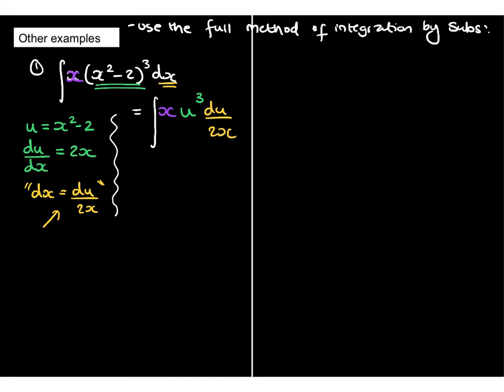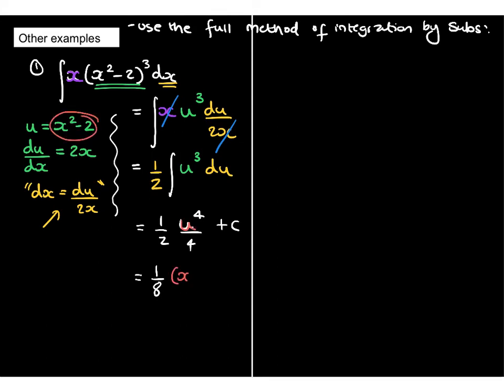Some of you may have been worried about that purple x, but worry not, because it will cancel out with the x, which is part of the derivative here. And then you're left with a half, which I'll pull out of the integral of u cubed du. So we end up with a simple integral after all. That's a half u to the power of 4 over 4 plus c, and then tidying this up we get 1/8, and then of course I want to replace u with x squared minus 2, and we are finished.